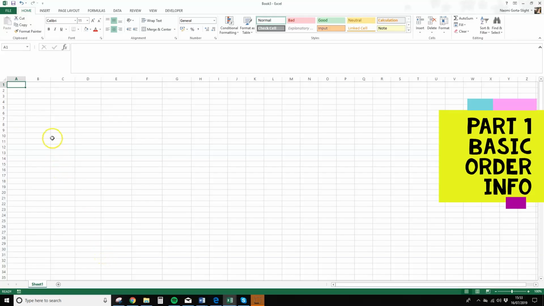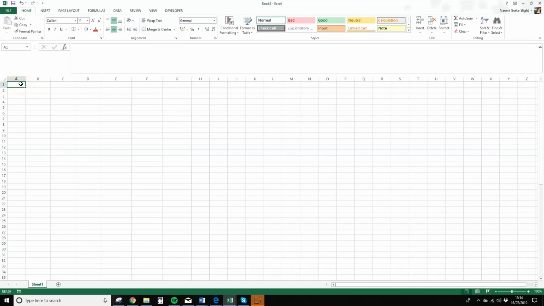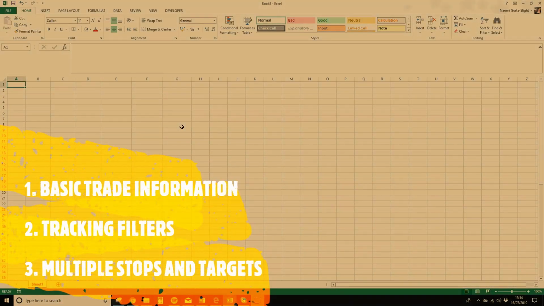Hi guys, so in this first video I'm going to be talking about the first part of my spreadsheet. Now when I say first part, my spreadsheet is essentially split into three sections. I've got my basic trade information, the second part which is my filters, and the third part which is looking at different stops and targets.